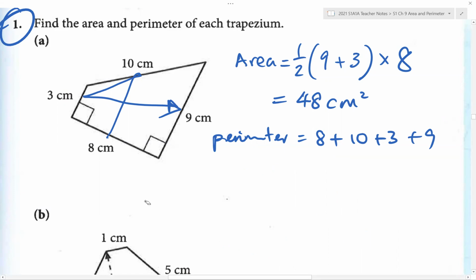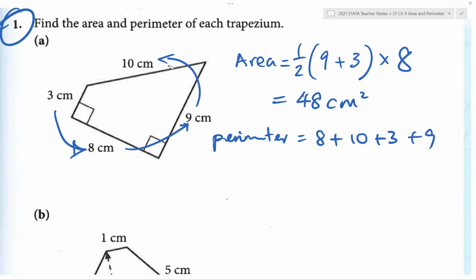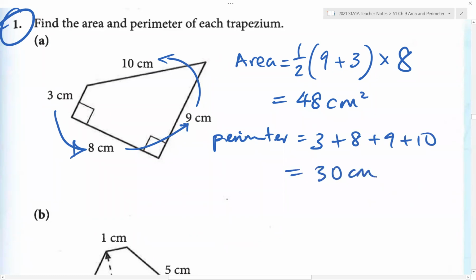So go in one circle, 8, 3 to 8 to 9 to 10. Or the other way around. Wherever you start doesn't matter, as long as you go in one complete circle, okay? That will be the best. So Javier is not wrong. His answer will be correct. But let's just do it properly. So 11, 20, 30 cm.